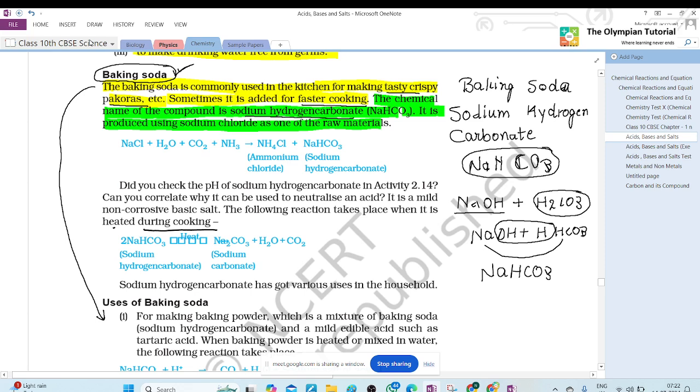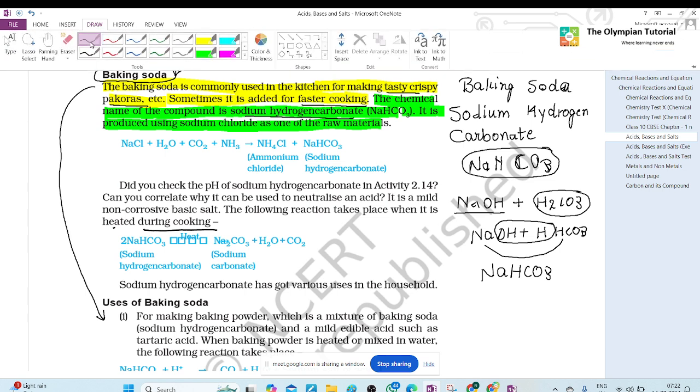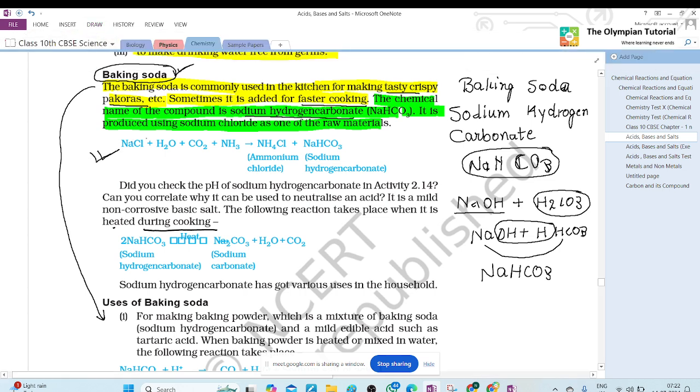Okay. After that, we have to write this equation. NaCl reacts with water, carbon dioxide, ammonia, giving ammonium chloride along with sodium hydrogen carbonate.